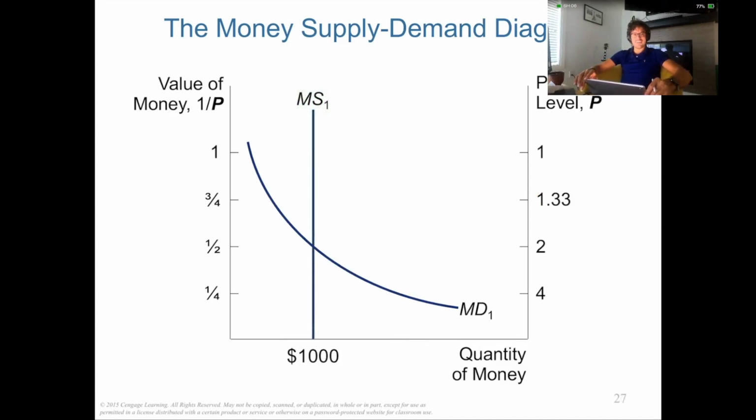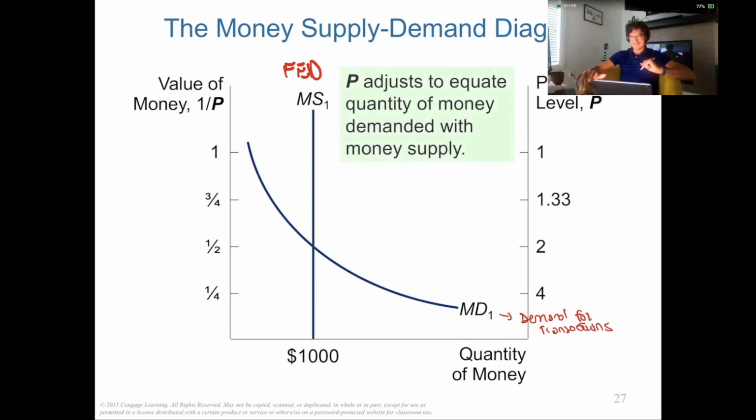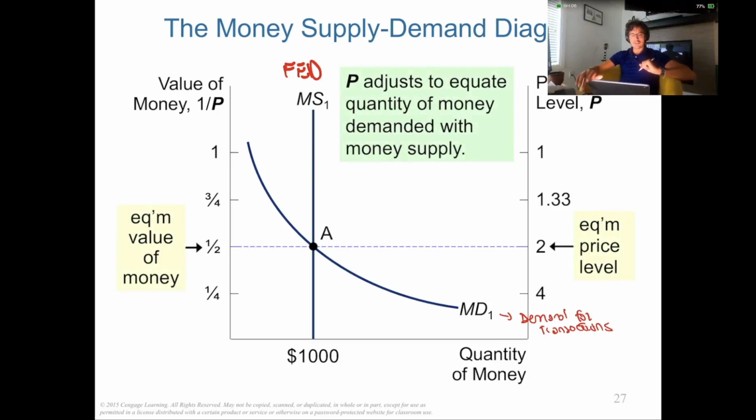So we can put together the money demand and the money supply. Again, the money supply is controlled by the Federal Reserve, while the money demand depends on the demand for transactions. No money, no honey. So P adjusts to create the quantity of money demanded equal to the money supplied. So P, the price level, basically makes the money supply equal to the money demand.